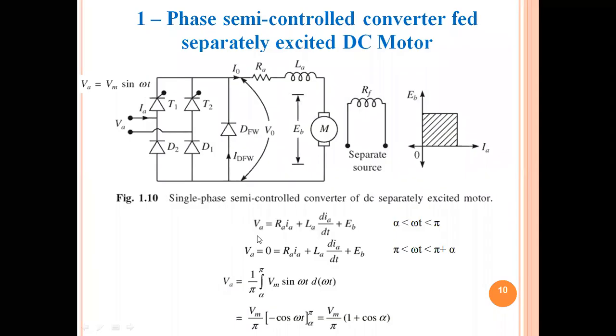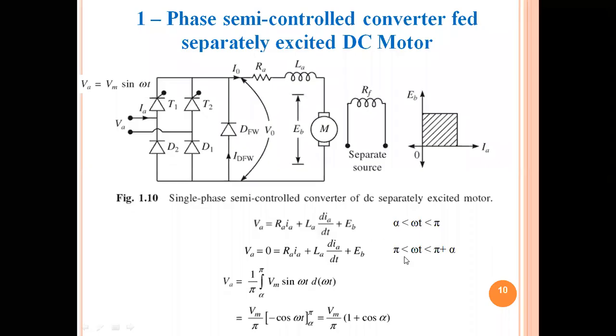Okay, so for this loop, the equation will be the same. If you write the KVL equation, it will be the same. VA is equal to IA RA plus LA into dIA by dt plus EB, only, for this loop also. So this is for alpha to pi as well as pi plus alpha to 2 pi. For both, this equation will be the same.